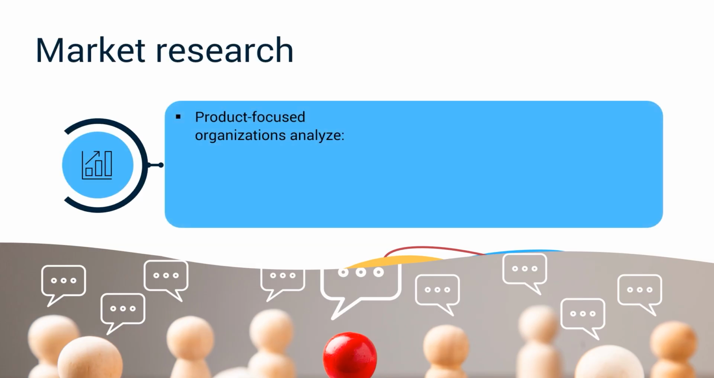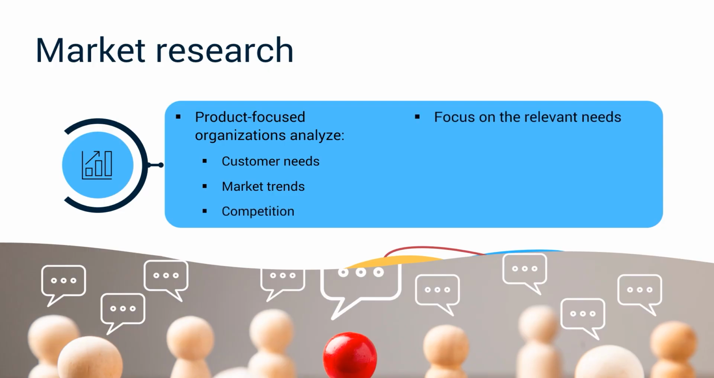Additionally, product-focused organizations analyze customer needs, market trends, and competition. The product owner filters these insights to focus on relevant needs for the Scrum team's product. Additionally, they continue collaborating through communication channels to ensure mutual support and coordination.